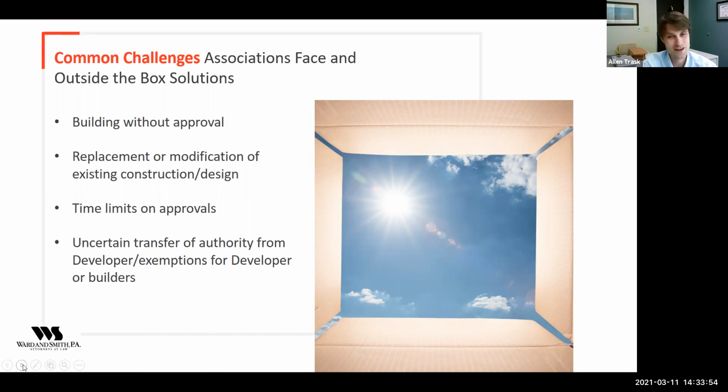But developers can create a whole bunch of problems. They're selling homes to these folks who become members. So oftentimes there's a letter out there that says, hey, Mike Scott can build his fence, even if that fence is inconsistent with the covenants, all that sort of thing.